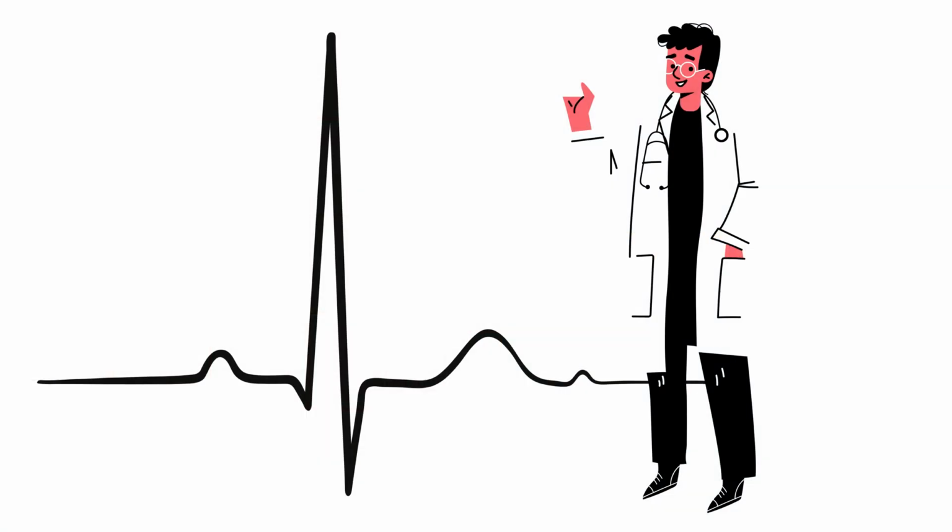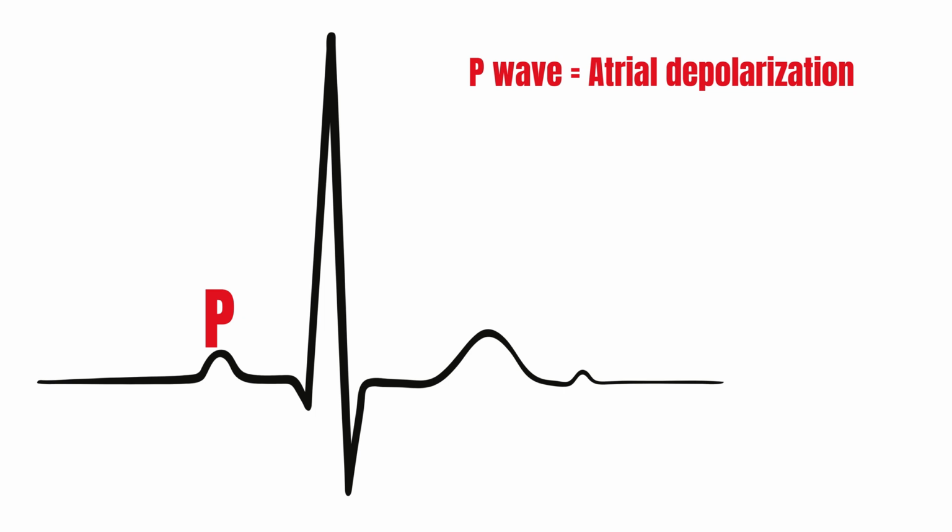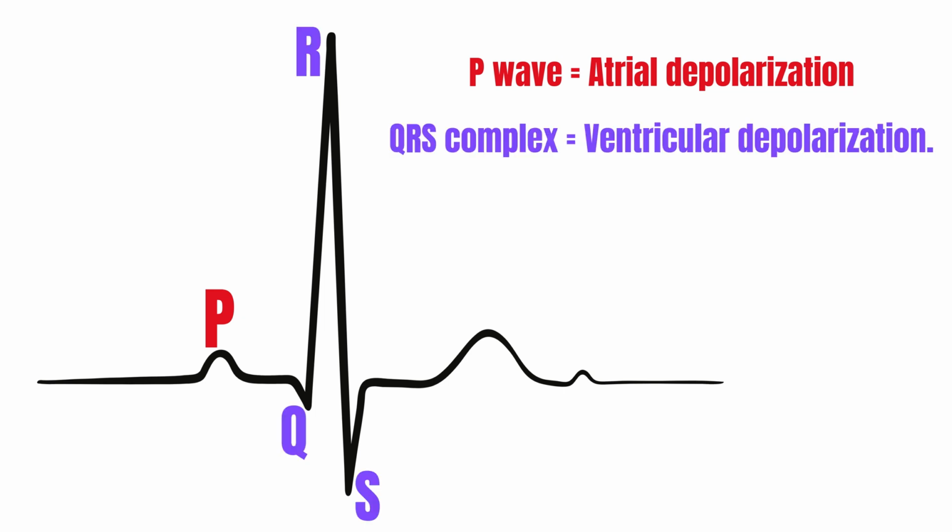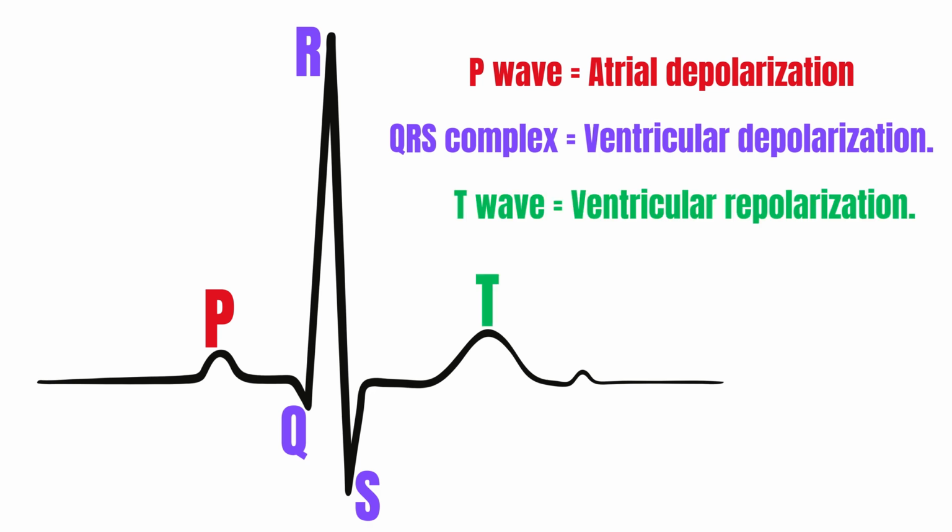Next, identify the waves. An ECG typically has a P wave, atrial depolarization; QRS complex, ventricular depolarization; and T wave, ventricular repolarization.